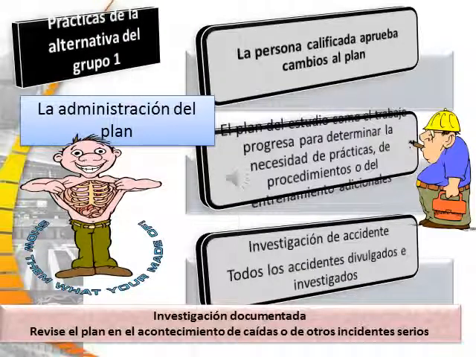Alternative procedures for Group 1, plan administration. A qualified person approves changes to the plan by reviewing the plan as the job progresses to determine the need for additional practices, procedures, or training.